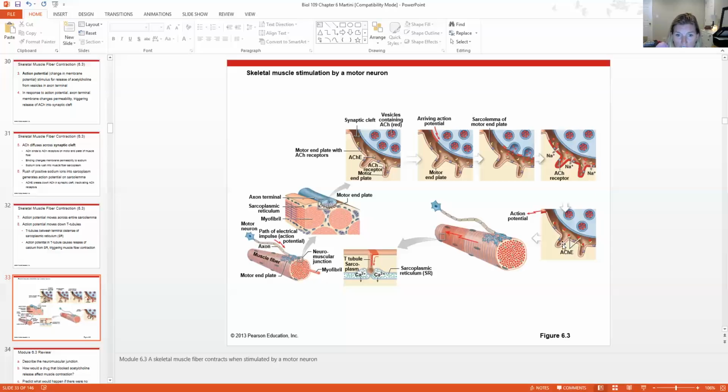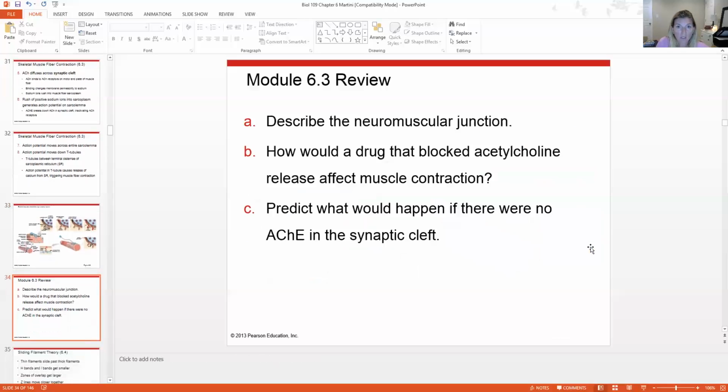As sodium rushes in, that's going to trigger the change in membrane potential on the actual cell membrane, or sarcolemma, of our muscle cell. That's going to travel into the T-tubules. The T-tubules tell the sarcoplasmic reticulum to release calcium. Acetylcholinesterase is sitting right here in that synapse, waiting to gobble up the rest of the acetylcholine so that the muscle is not constantly being contracted. So you can pause the video, go back, and answer these questions.